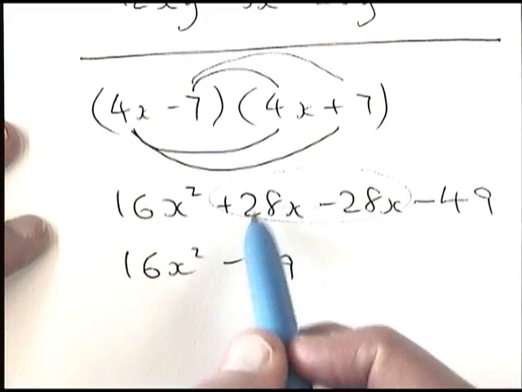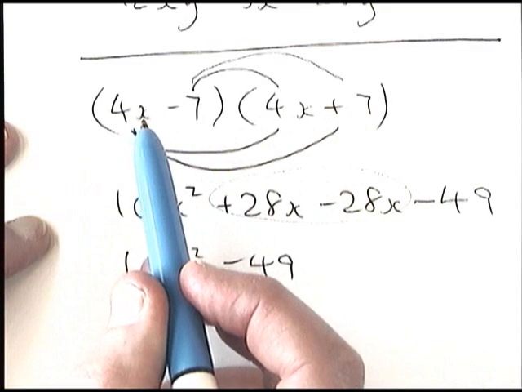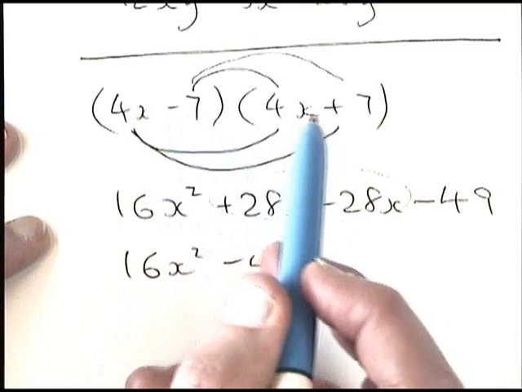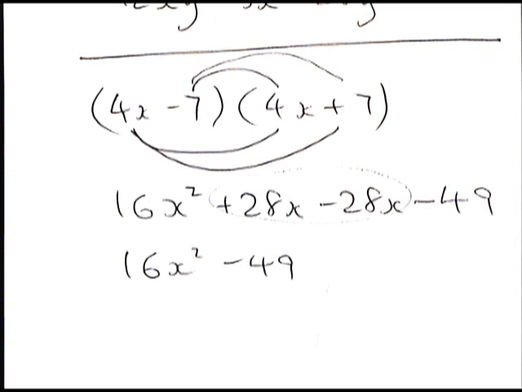Now this disappearing bit in the middle will happen when these brackets are identical to each other. One has a plus sign and one has a minus sign. So here, plus sign here and a minus sign here. Apart from that, they're identical. That disappearing thing will happen when that happens.